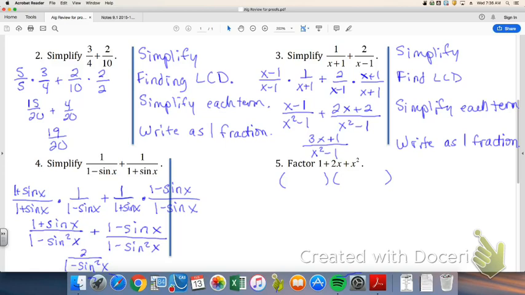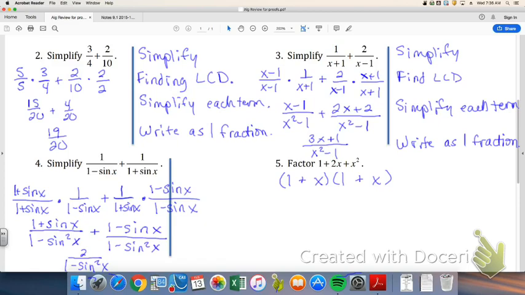what are the factors of 1? 1 and 1. So that comes first because that was the first term. What are my factors of x squared? X and x. Is there a combination of my pluses and minuses that will give me the plus 2x in the middle? Plus and plus. So 1 plus 2x plus x squared factors down to 1 plus x times 1 plus x. Okay.